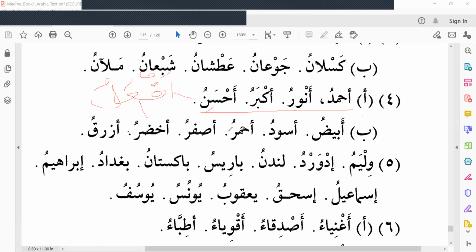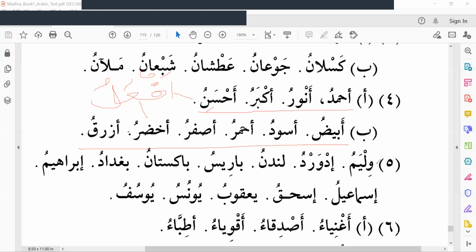Abiyadu, Aswadu, Ahmaru, Asfaru, Akhdaru, Azraqu. So all these are af'alu wazn. These color names are in af'alu wazn. This will be considered as al-mamnu min as-sarf.